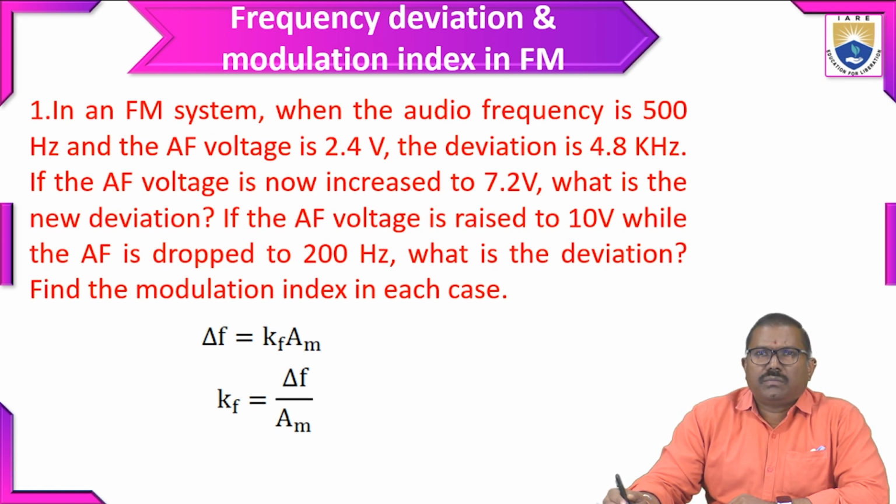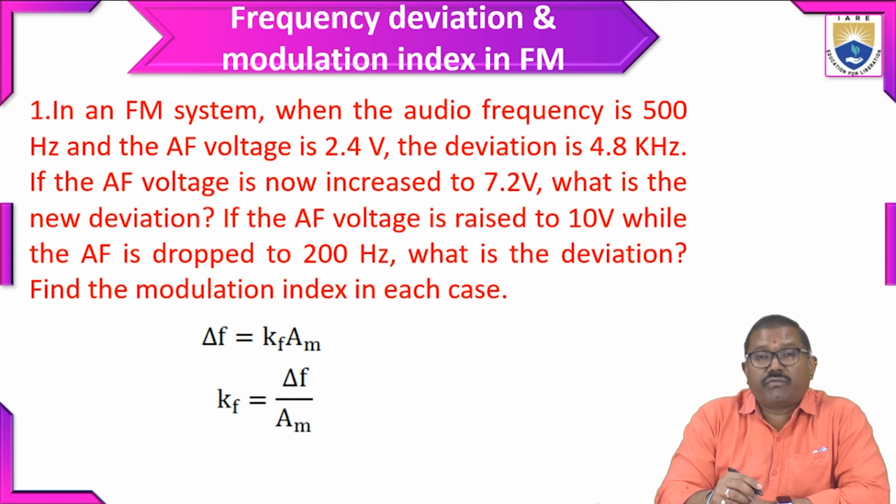In this problem, the given audio frequency is 500 Hz, and the AF voltage is 2.4, that is Am. The given deviation is 4.8 kHz for the first part. We use some formulas here. The basic formula is delta F equals Kf Am, where delta F is the frequency deviation, Kf is the frequency sensitivity of the modulator, and Am is the amplitude of the audio frequency signal.